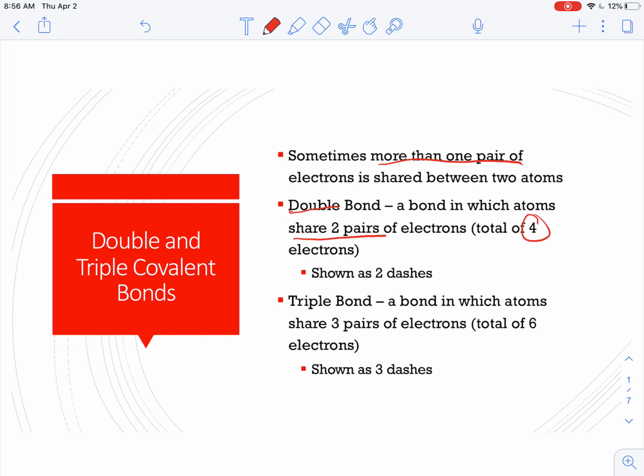All we're going to do as before, we represent a single bond with a single dash. We're now going to represent this double bond with 2 dashes connecting our atoms together. There could be a case where a double bond is not enough to make sure that each atom has an octet. In that case, we might have to move up into a triple bond in which we are sharing 3 pairs of electrons for a total of 6 electrons held between the two. We're going to represent this triple bond with just 3 dashes.